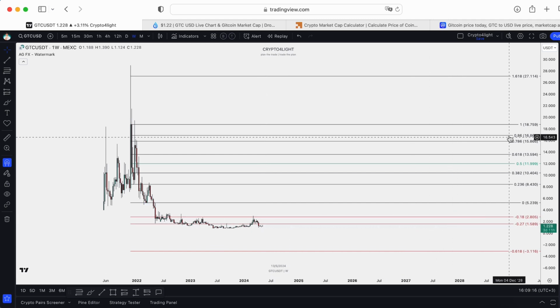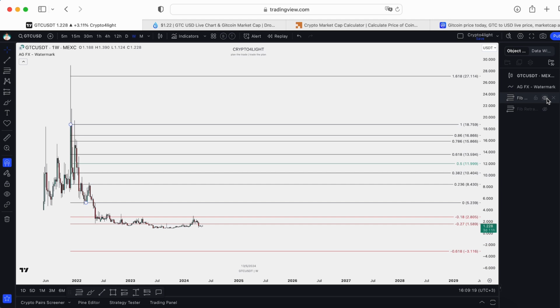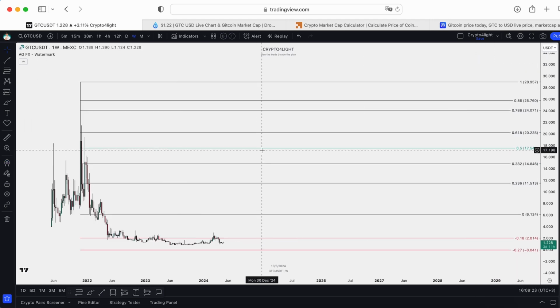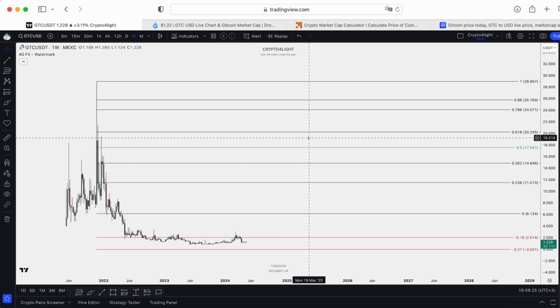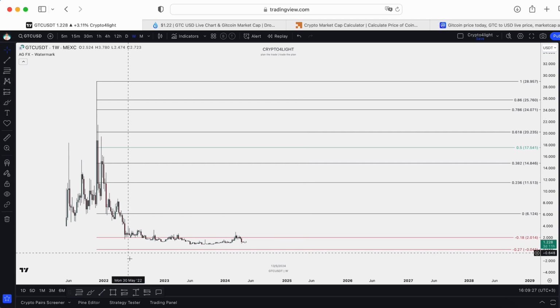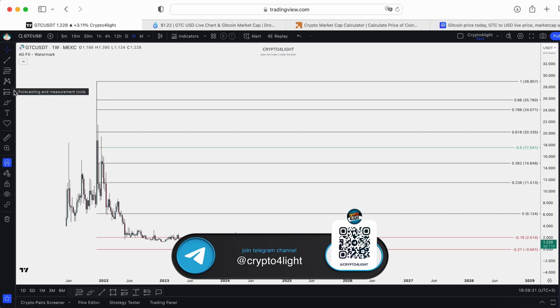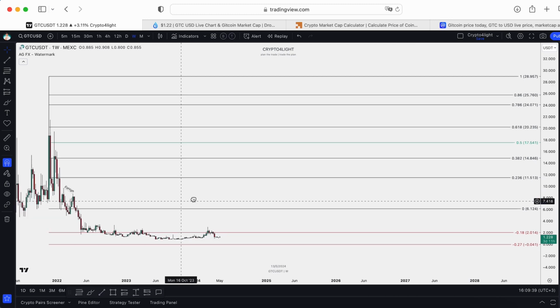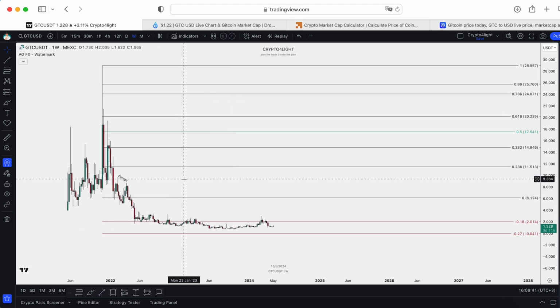But I will count the first fib, this one, and I would like to show you with an example how high we can move. First of all, as you can see, we got pure liquidity pools. This one, let's mark it with a line chart. So this one, or two liquidity pools, or just two equal highs. Anyway, this first level is around $9.53.